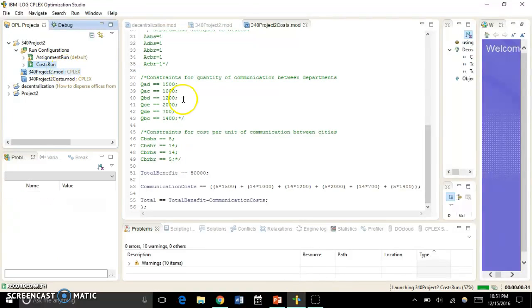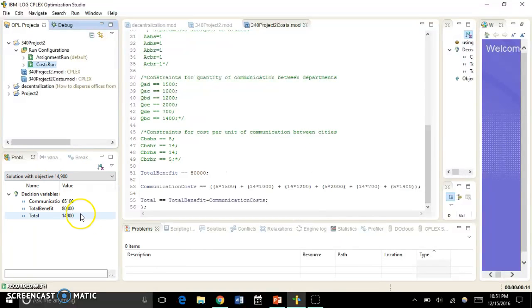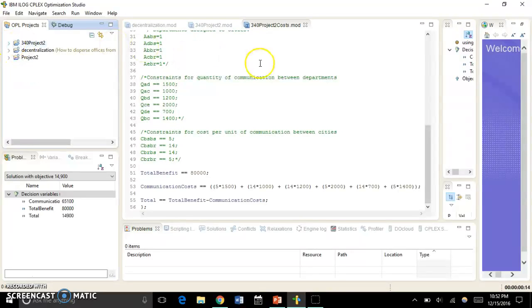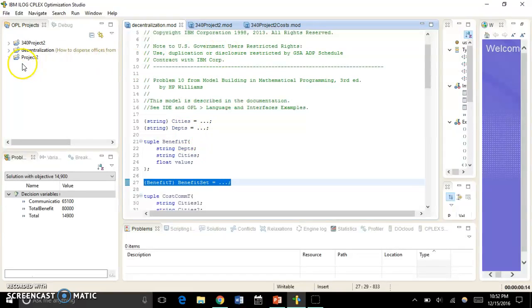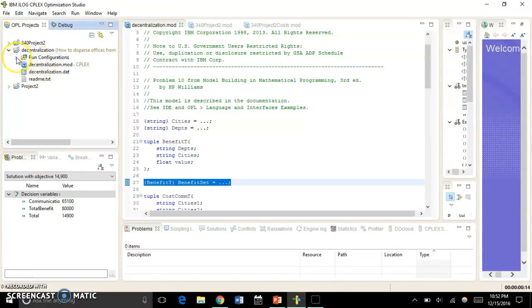So let's run this and see what we get. Okay, so our total benefit we know is 80,000. Our communications costs are 65,100, and so our total benefit is $14,900. And this is actually the same answer that the original problem gets. So we can just run that really quick just to verify and see that it is the same.